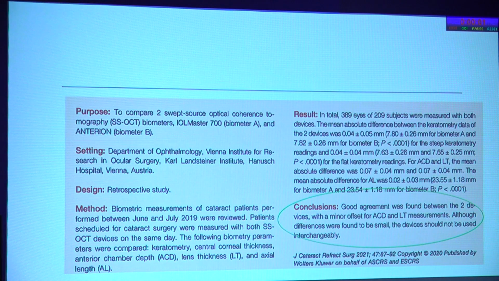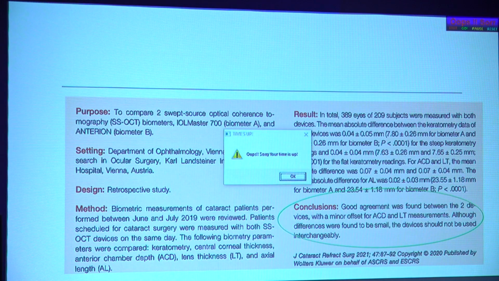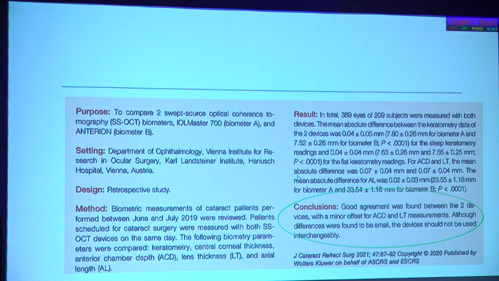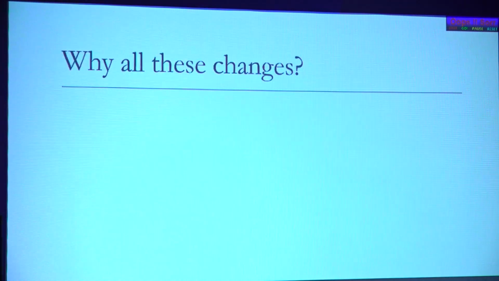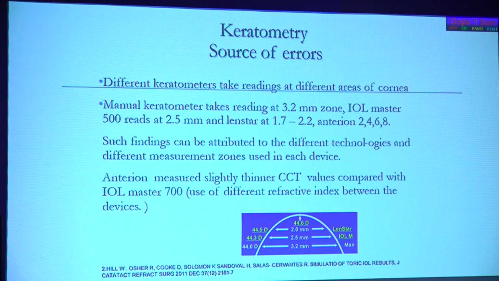There was a study which compared results between the Zeiss IOL Master and the Anterion system. There was not much variation. Both are equally precise and give good values. The reason why changes happen between keratometers is that each equipment takes K values at different areas of the cornea.